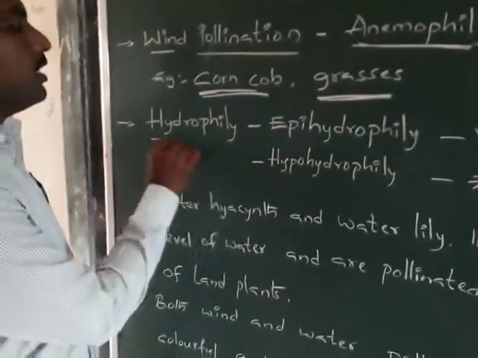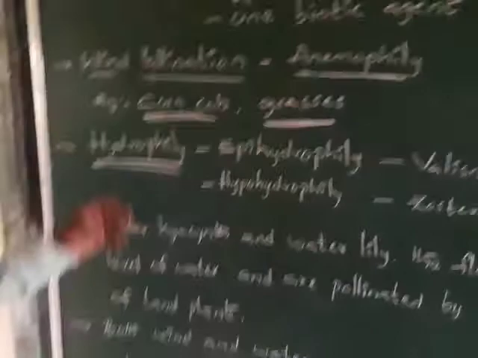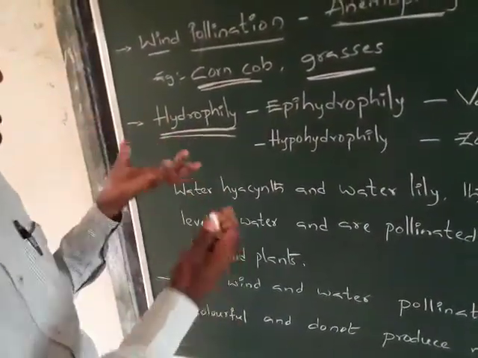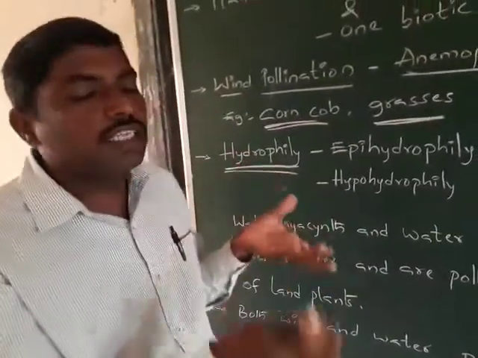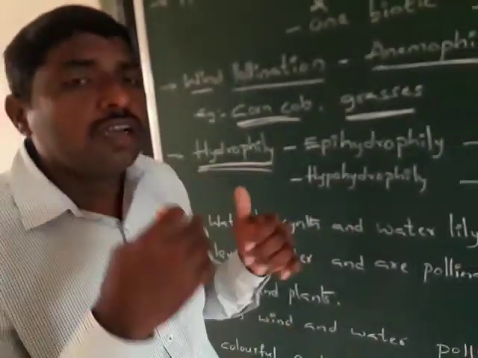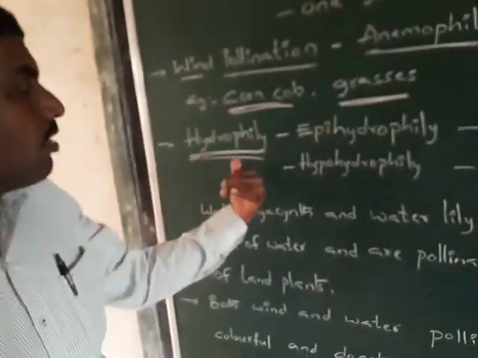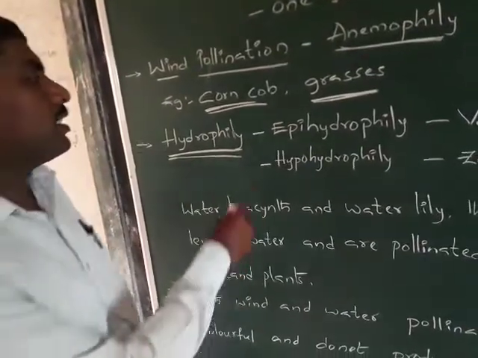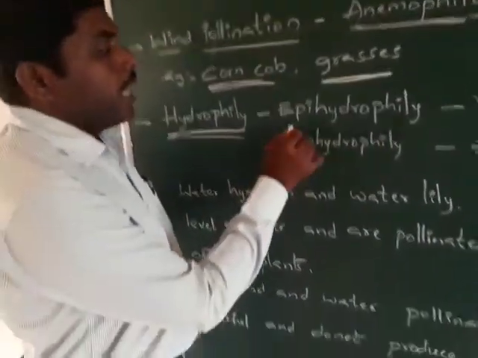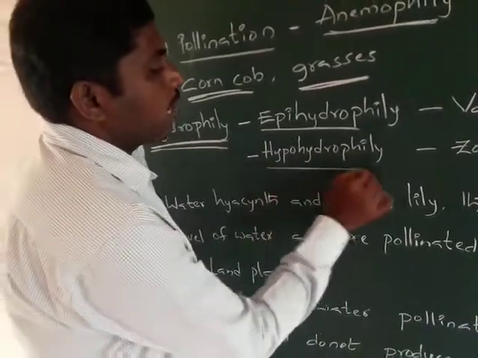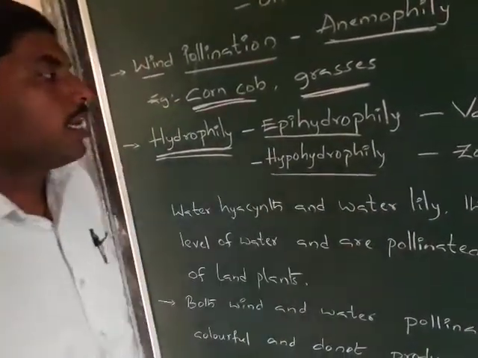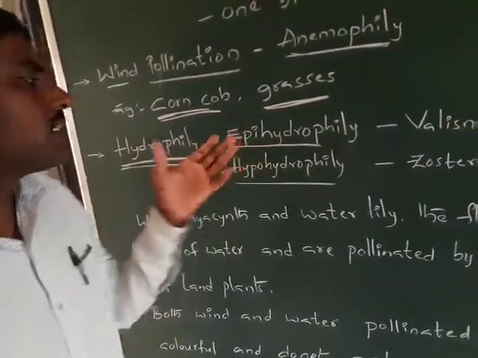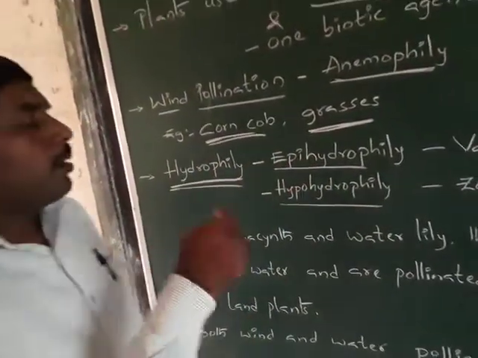Next, hydrophily. Here the pollination is by water. This is cross pollination that occurs through the water, and that is called hydrophily. It is of two types: epihydrophily and hypohydrophily.